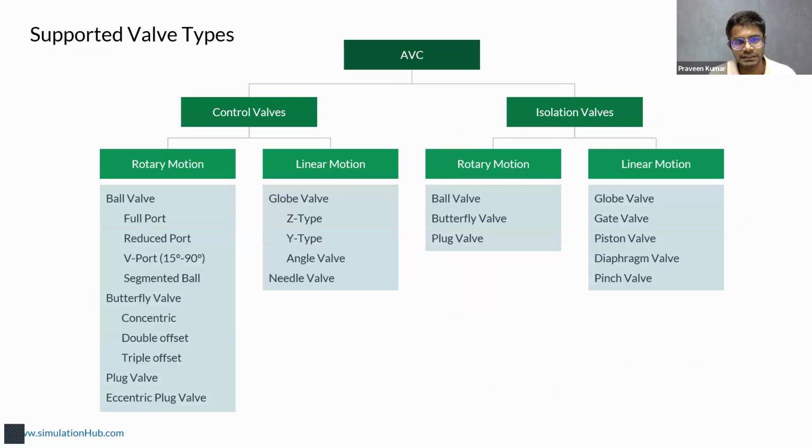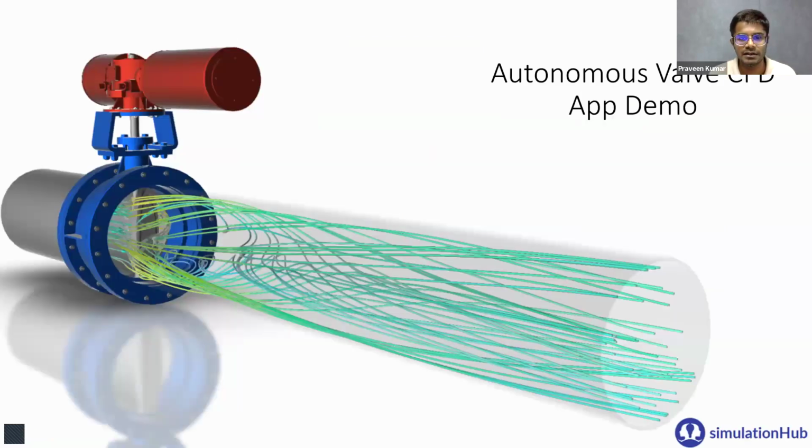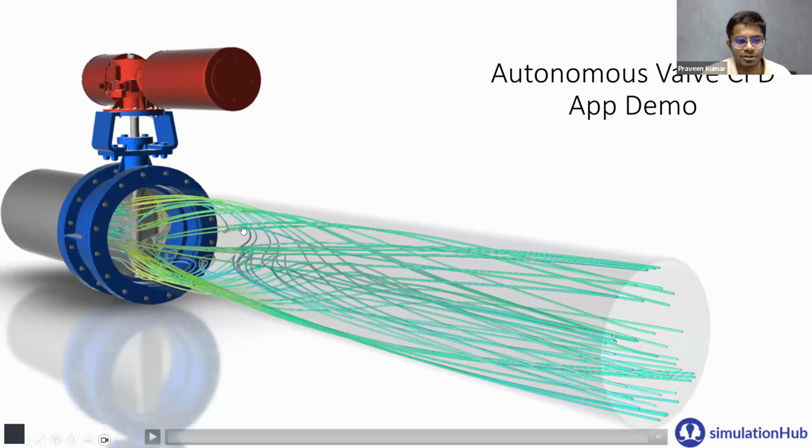So this app supports all types of valves: control valves, isolation valves, all the rotary and linear motion types. We'll see a demonstration of the app, how simple it is, how to extract the Cv values, and what goes in and what comes out. Akshay will take over from here. Akshay, over to you. Thank you, Praveen.